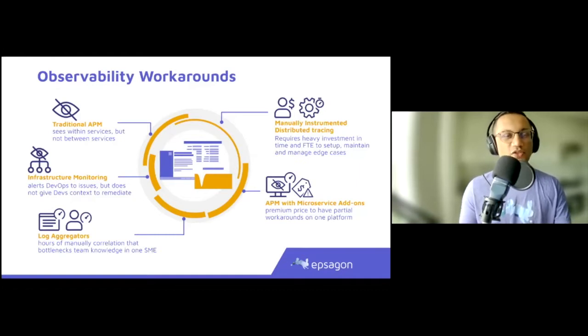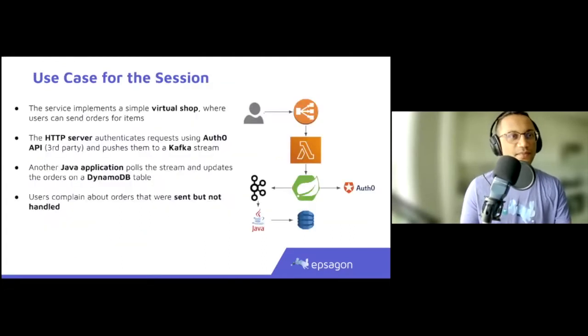Log aggregators do help in some sense, but logs don't really work as a starting point in a highly distributed world. Let's see why with a simple use case. So for this session, I have a simple use case of a virtual shop where users can send orders for items. As you can see, the HTTP server authenticates requests using Auth0 and then pushes them to the Kafka stream. Another Java application pulls a stream and updates the orders on the DynamoDB table. Let's say there is a scenario where users complain about orders that were sent but not handled. So where would we start?